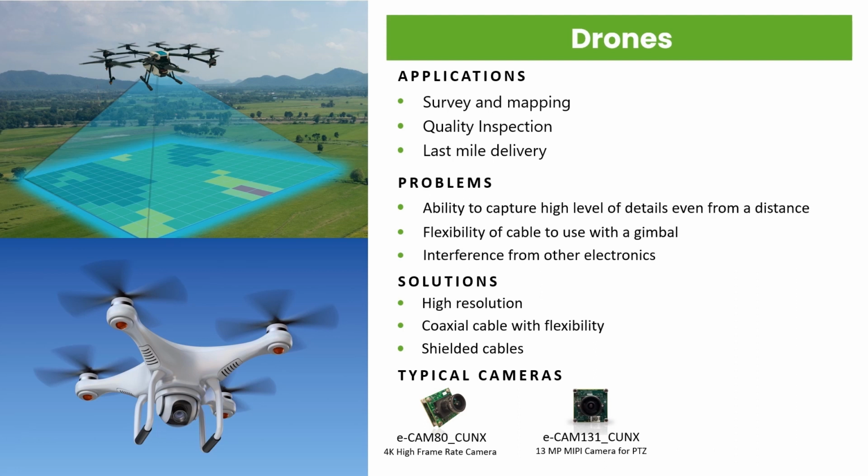Cameras used for drones require a combination of high resolution and the ability to pan, tilt, and zoom. This allows the drone to see tiny objects even from a long distance or height. Also, thermal cameras are used for inspection of pipelines to find out if there are any leaks in the system.